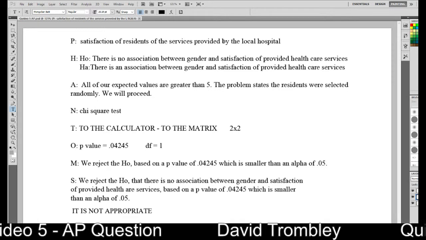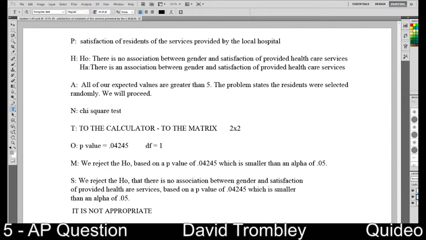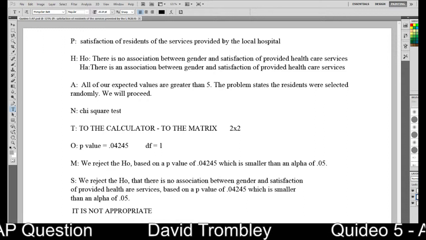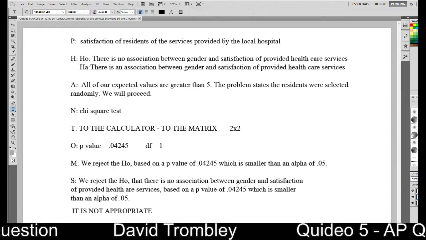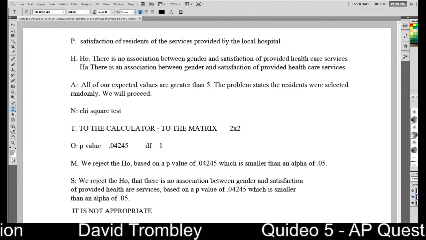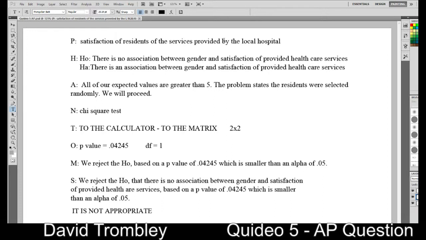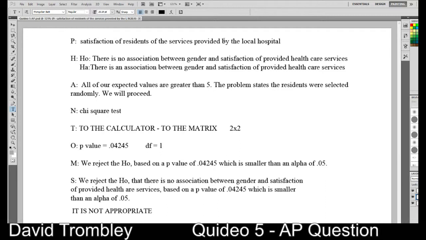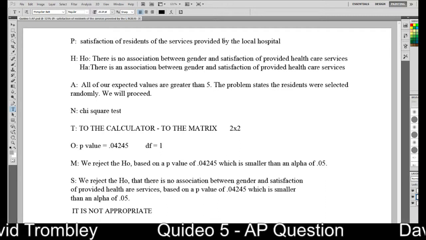So it's asking if 800 out of 1,000 is a reasonable estimate for the proportion of all county residents who are satisfied with the services offered. Well, if we look at the graph above, it says those out of the 1,000 who were satisfied were 800. And in our test we just did, we rejected that 800 were satisfied. So it is not appropriate because our null hypothesis is not true. And that is the AP question.